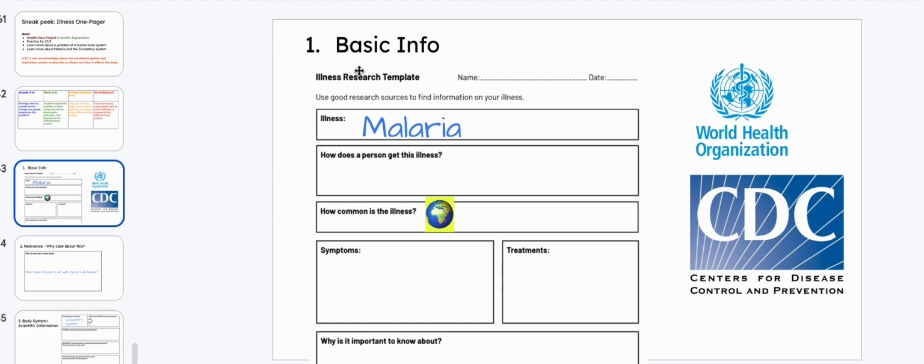You're going to get a one-pager that looks like this. If you are at home absent, then you can use a blank piece of paper and add this information onto it. You're going to write in the illness and answer these questions. How does a person get this illness? How common is the illness?